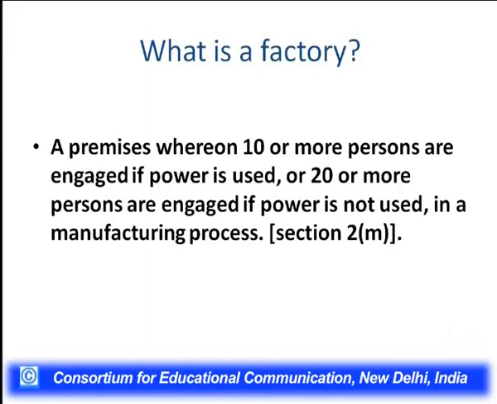So in this Factories Act, the definition of a factory means a premises whereon 10 or more persons are engaged if power is used, or 20 or more persons are engaged if power is not used, in a manufacturing process. So this says that the government lays down the minimum requirements and the human resource department is supposed to meet these minimum requirements of labor welfare. These minimum requirements, however, would apply to only certain organizations and not all organizations.